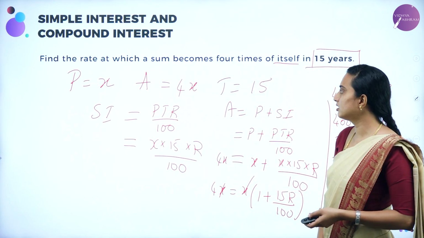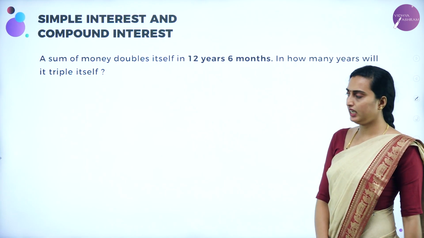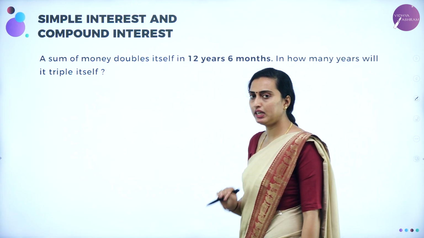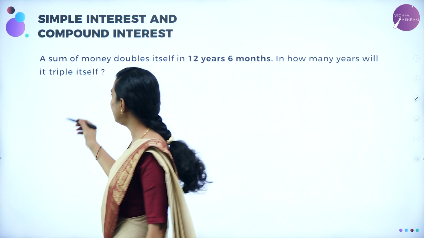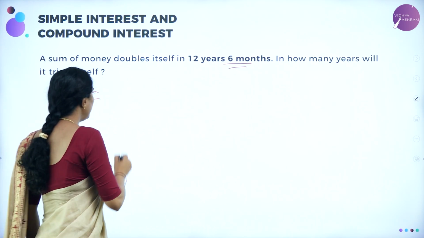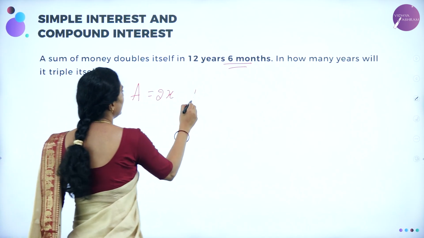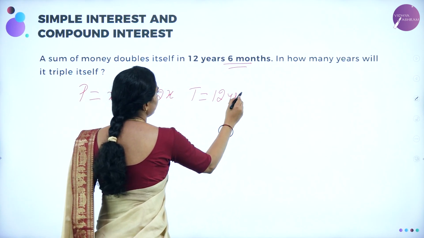What they have asked. Let us see the next question. What they have asked here. A sum of money doubles itself in 12 years. Therefore, let me call it as P, 12 years, 6 months they have asked. P is equal to x, A will be equal to 2x. And T, they have given it as 12 years, 6 months.